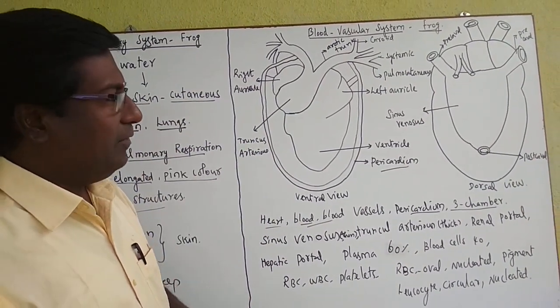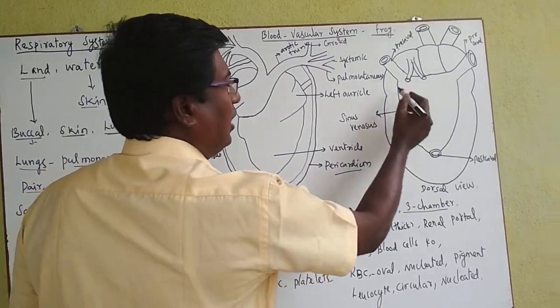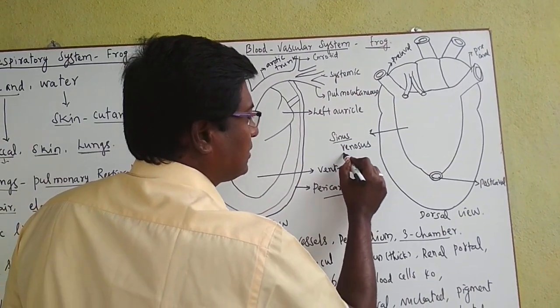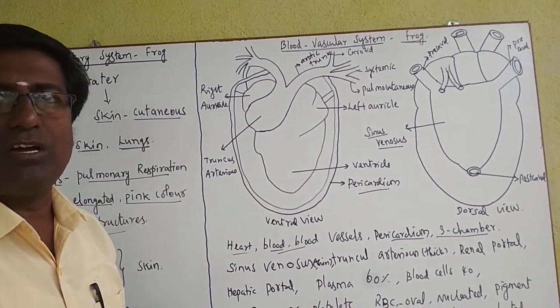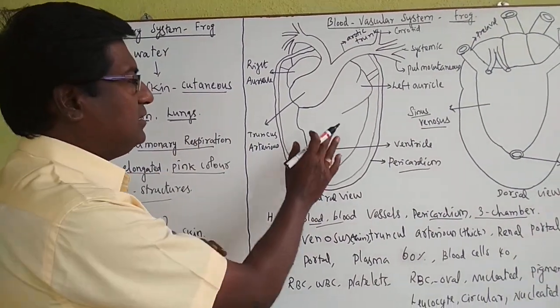Then you see, this is the dorsal view and this is the ventral view. On the dorsal side, there is a triangular chamber that is called the sinus venosus. The triangular chamber is called sinus venosus. And in the same way, see the ventral side.